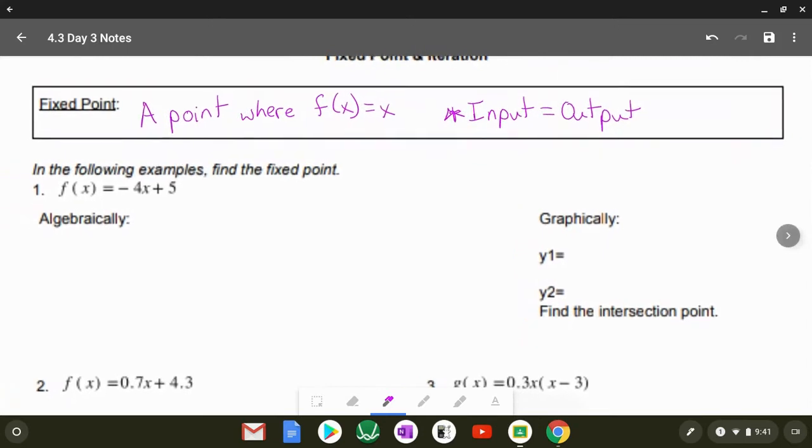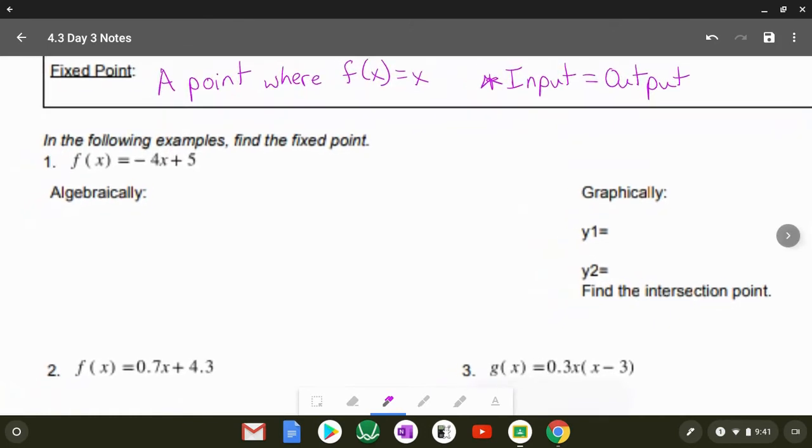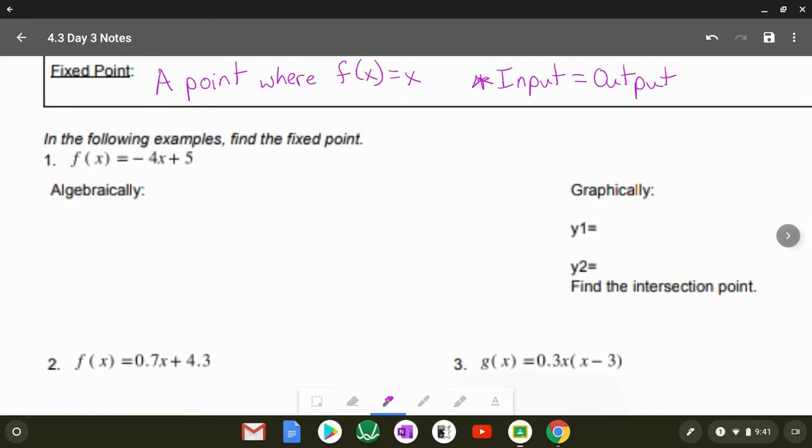So for number one, we're just going to go through some examples here. In the following examples, we want to find that fixed point, find a point on that graph where the input value matches the output value. So for number one, we're going to talk about two ways to do this.